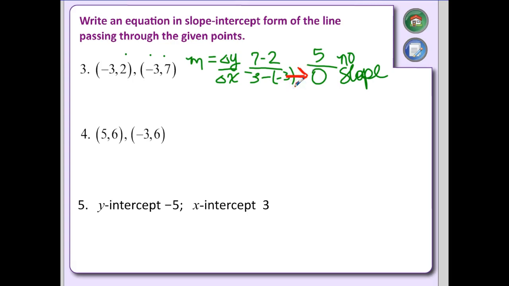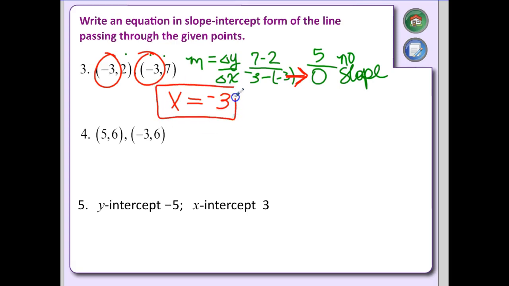So it's a vertical line. What letter goes with vertical line? Yeah, so it's going to be x equals, and if you notice, did you notice in the x position I had the same number? So x equals -3, and that's the equation of the line.